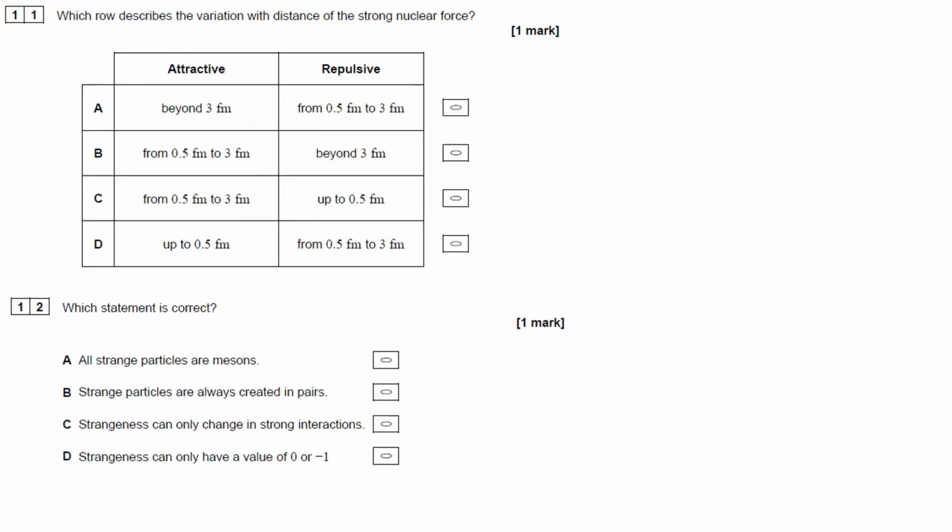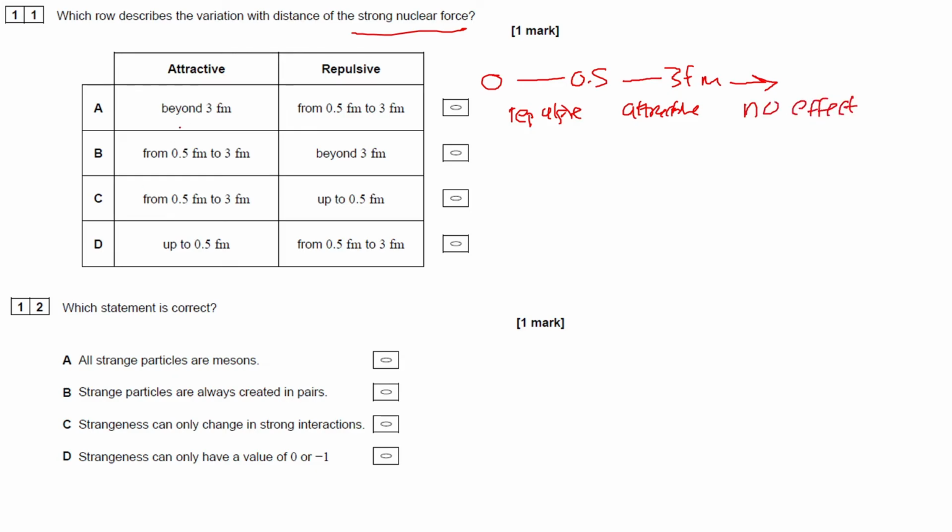Question 11, we want to recall the range in which the strong nuclear force acts. So just remembering something like this, starting from 0 to 0.5 and then to 3 femtometers and then beyond. So you should be able to recall that between these two first distances it's repulsive. The distance between where it's attractive, and beyond that distance is no effect. So looking at the options here, the only one that would be correct for this one would be C.